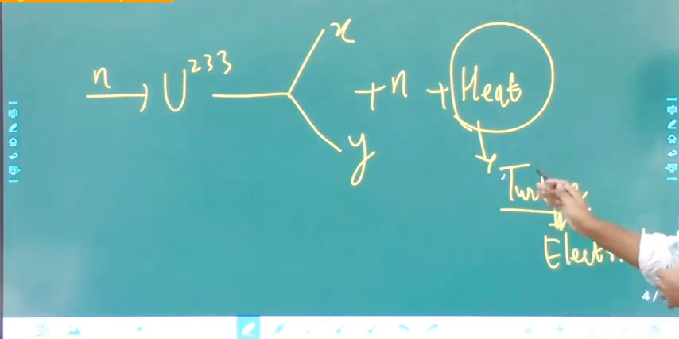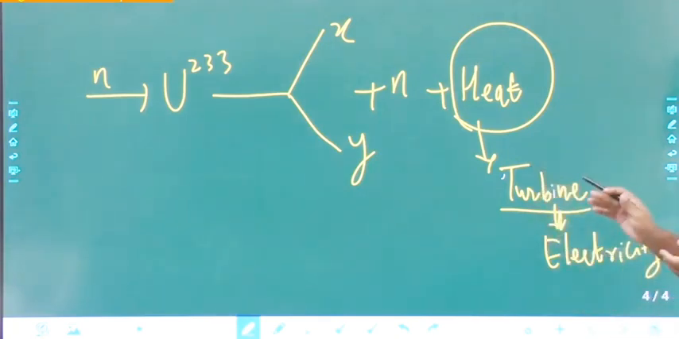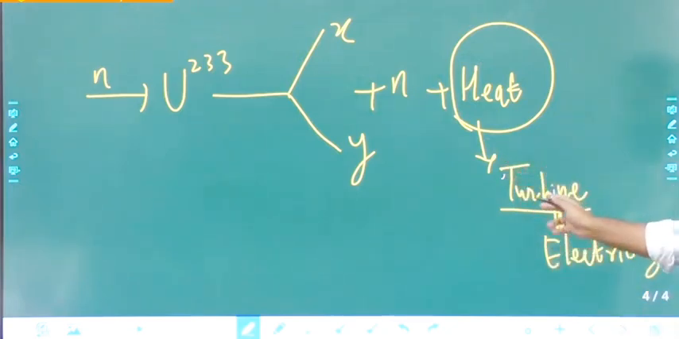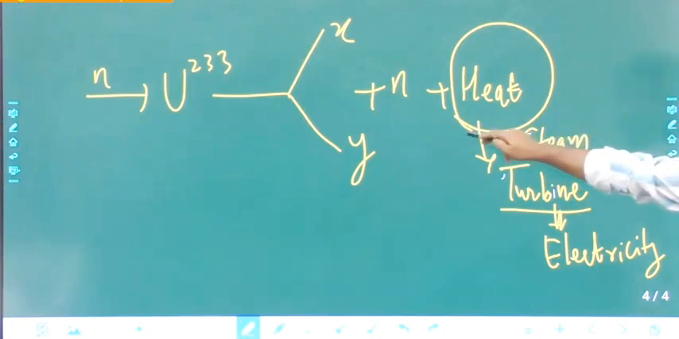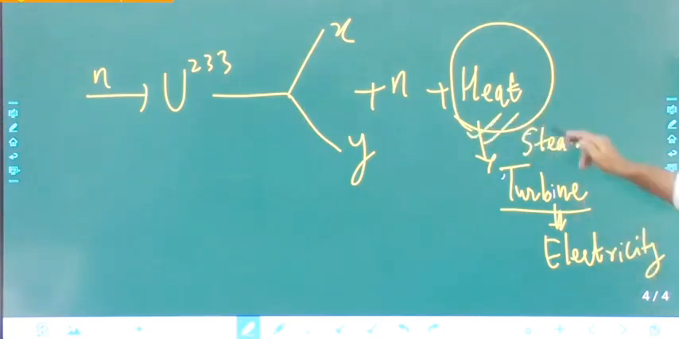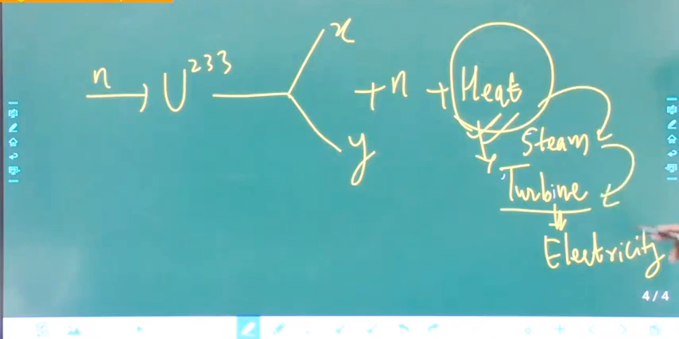This is a peaceful use of nuclear energy. We are generating electricity from it. You will run a turbine through the steam that will be produced because of this heat, right? So heat will be manifested in steam and it will be used to run a turbine, and the turbine will produce electricity. This is a peaceful or civil use of nuclear energy.